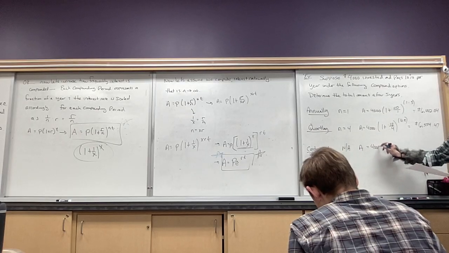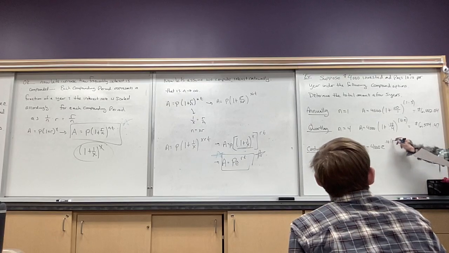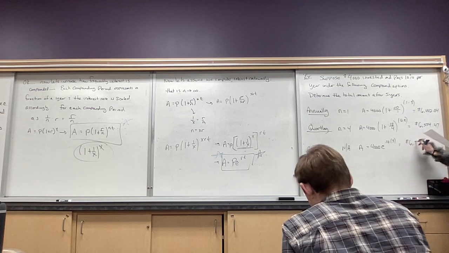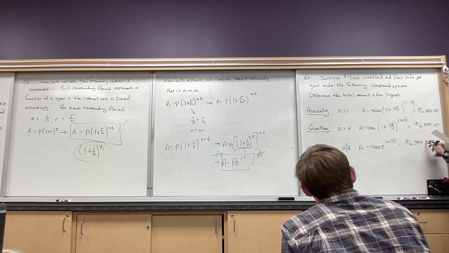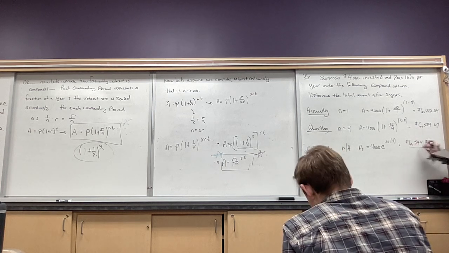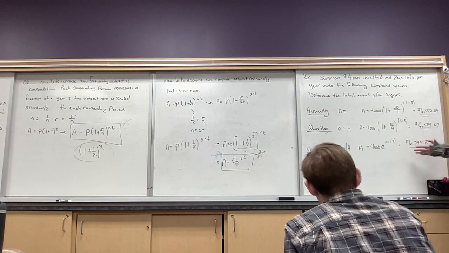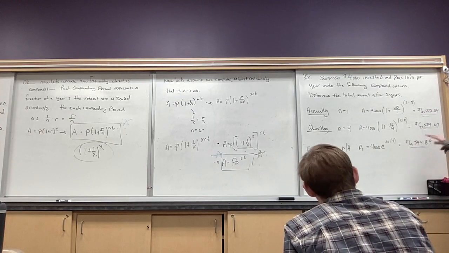So that's 4,000 times E. My interest rate is 0.10, and the time would be 5 years. So then we get 6,594.89. Now, it's kind of weird. You're thinking, well, at least I thought about this when I first was learning it, why do you want to continuously compound it infinitely?